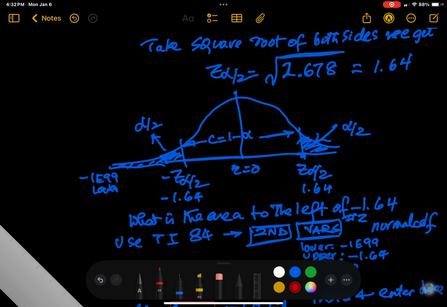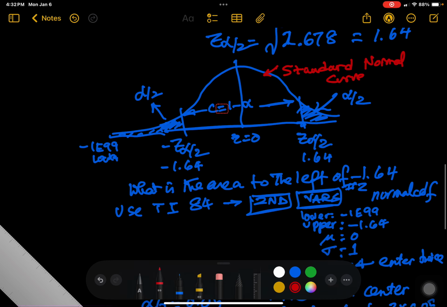Remember, 1.64 is on the right side of the standard normal curve, right of the center. So this is the standard normal curve, which has a center of z equal to 0. On the left hand side, the critical value is minus 1.64. On the right hand side, it's 1.64. Now we need to find the area in the left tail.